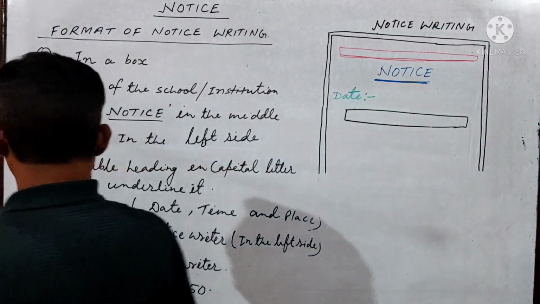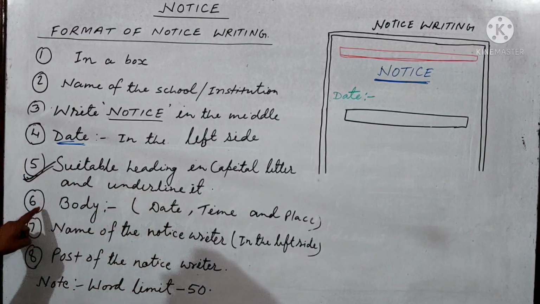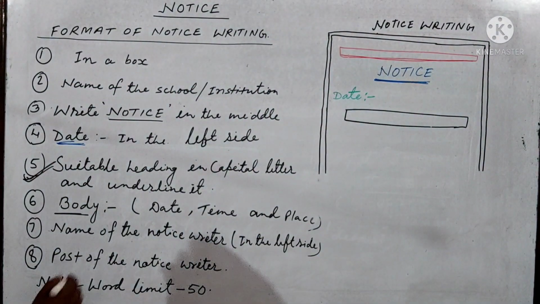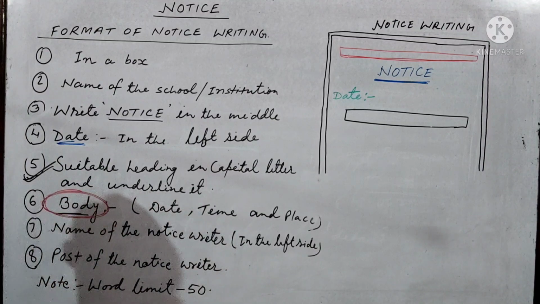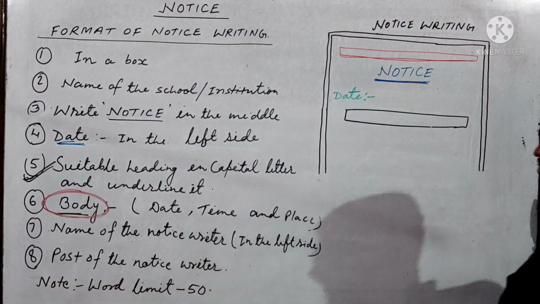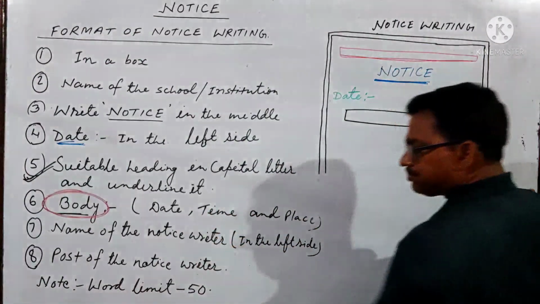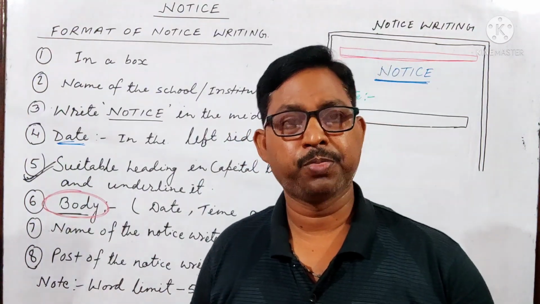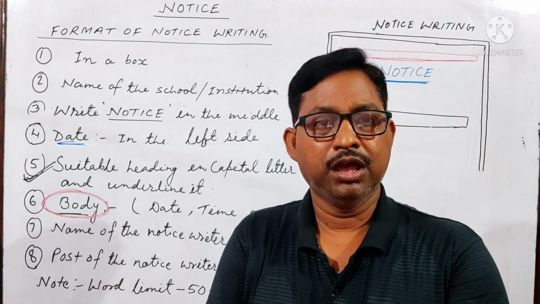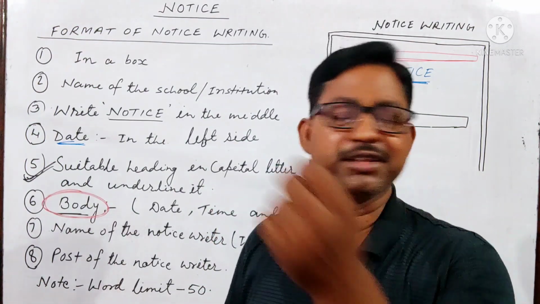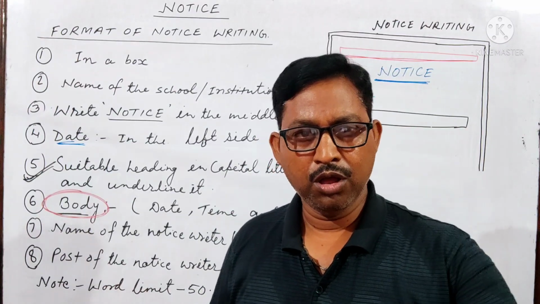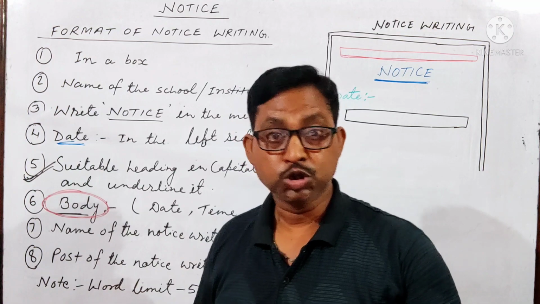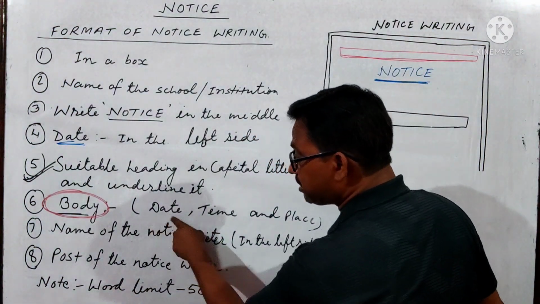After the fifth step, I am going to discuss the most important part of the notice, and that is the body. While we write the body of a notice, there are three things we have to mention. Suppose, on which date something has to take place. So the date is important. That's why I have written date in the body section.